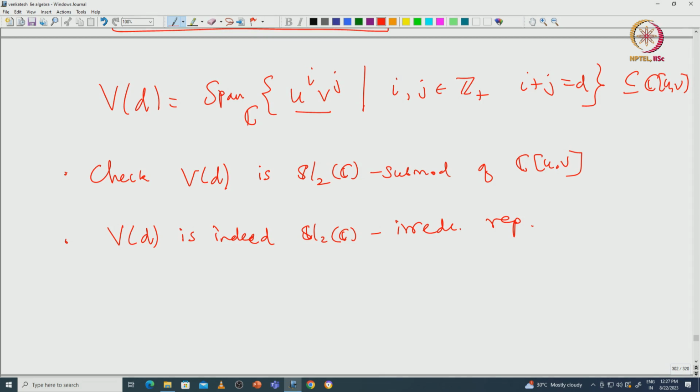I will continue with the lecture later. Okay, I will prove this complete reducibility for finite dimensional representations of SL2C in the next lecture. I will stop here.